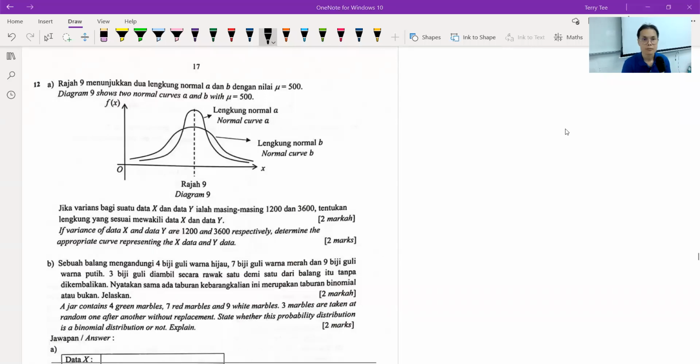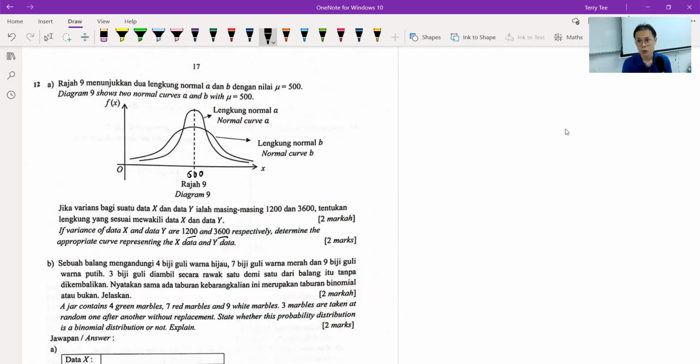Okay, question number 12. A diagram shows, this is from the chapter normal distribution. A diagram shows 2 normal curve A and B with mu equals to 500. Okay. So mu represent the middle value here. This is 500. Okay. So if the variance of data x and y, they are 1002 and 3006 respectively, determine the appropriate curve representing x and y.